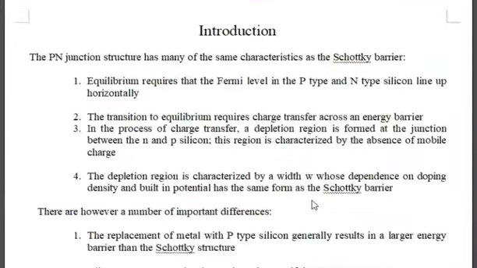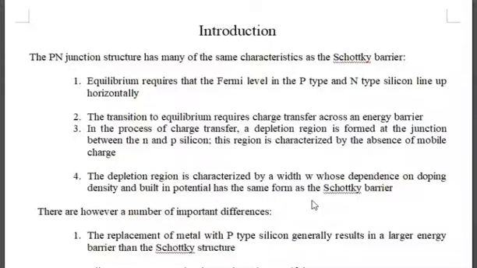Okay. So by way of introduction, the p-n junction has many of the same characteristics as the Schottky barrier. Specifically, the Fermi level at equilibrium, when there are no external fields, no voltages, just sitting there, nothing's moving, is horizontal and straight, and that includes the p and the n type. And the Fermi levels of the p and the n type line up, and they are congruent.